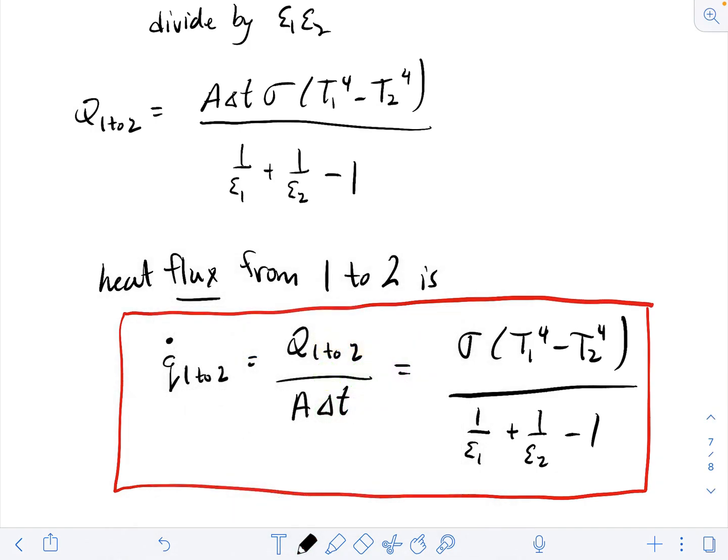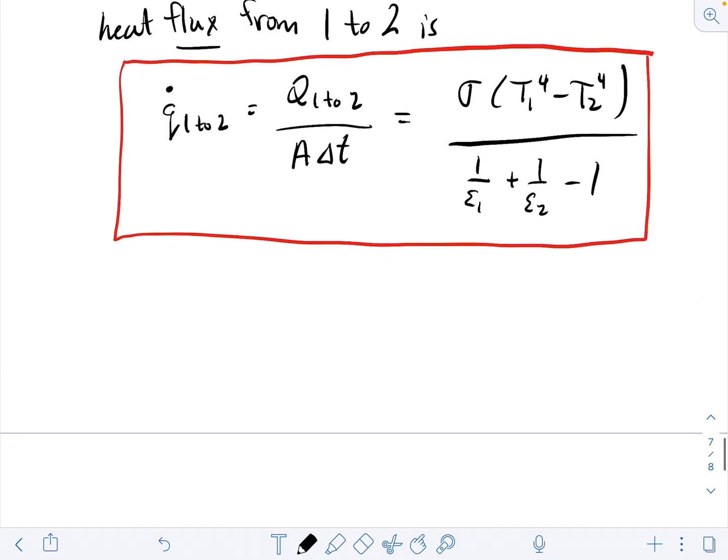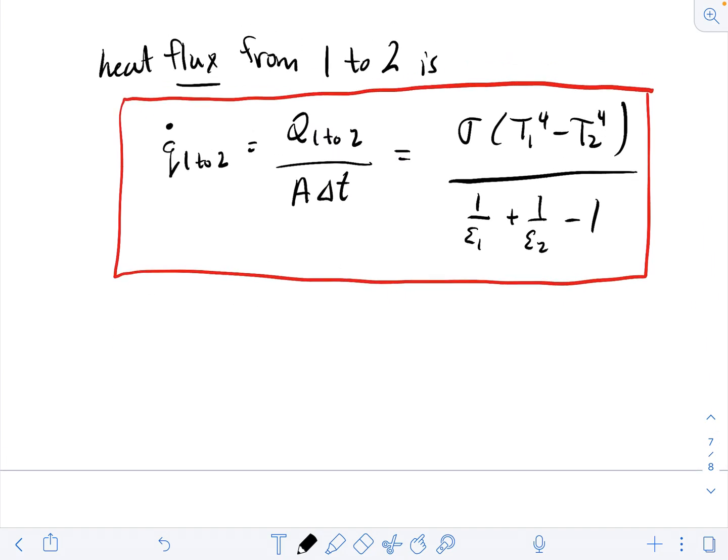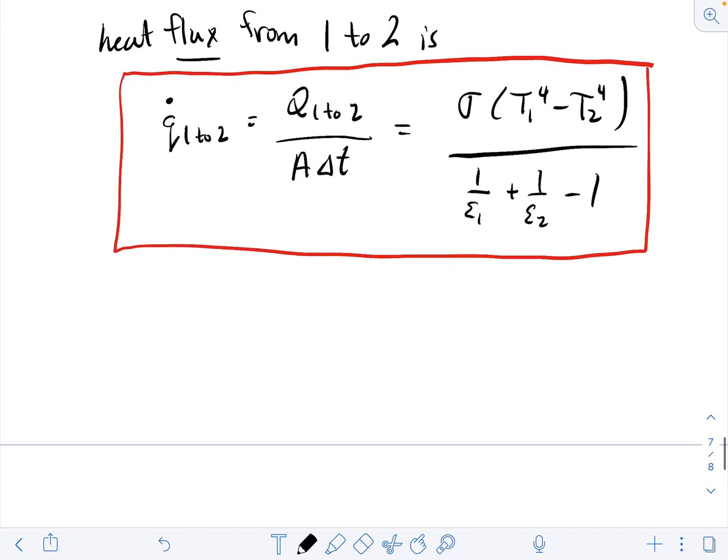We could check a couple things to see if this makes sense. This is the flux from 1 to 2. So if 1 is at a higher temperature, T1 is larger than T2, then we get a positive heat flux. If, on the other hand, T2 is the hotter surface, then we get a negative heat flux. And so a negative flux from 1 to 2 means that we actually have heat transfer from 2 to 1. And so that makes sense. Hot surface transfers heat to the cool surface.